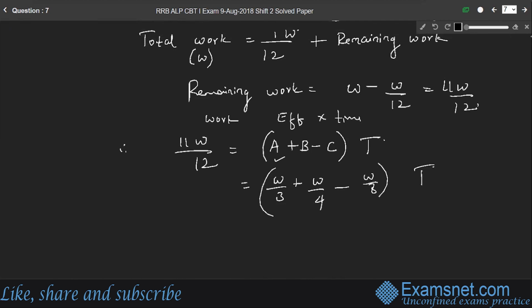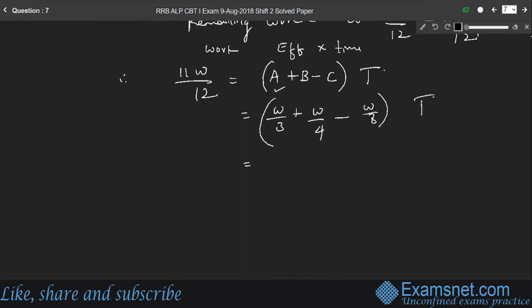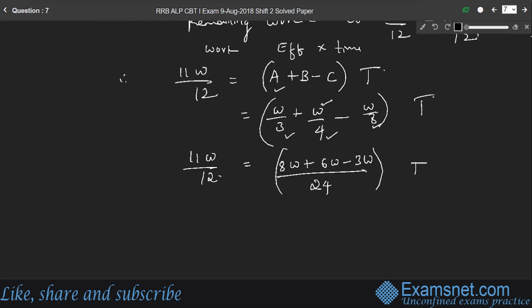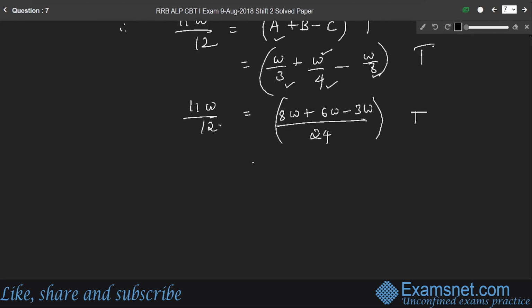Since the LCM of 3, 4, and 8 is 24, all three numbers are divisible into 24. So 3 into 8 is 24, therefore numerator becomes 8W. 4 into 6 is 24, therefore numerator becomes 6W. 8 into 3 is 24, therefore numerator becomes 3W. Into T is the remaining work, 11W by 12. Therefore, 8 plus 6 is 14, minus 3 is 11W by 24 into T is 11W by 12.